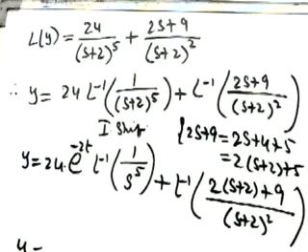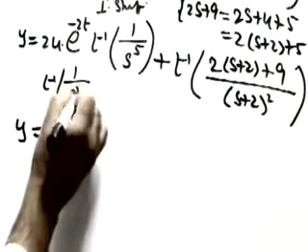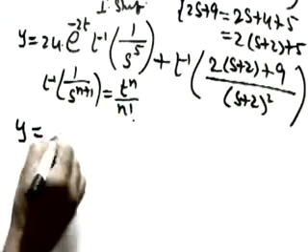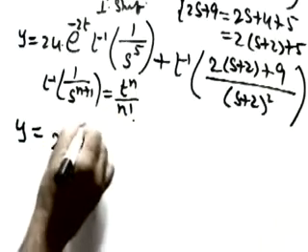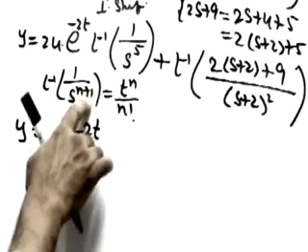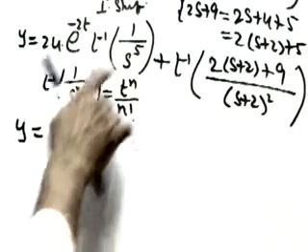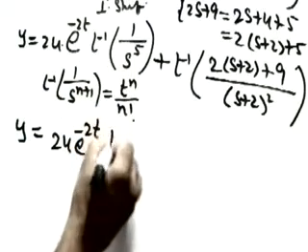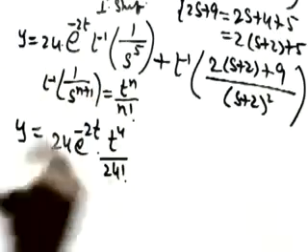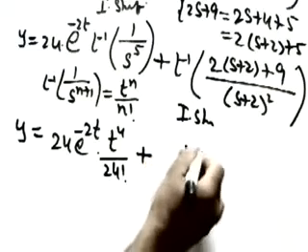Now watch carefully, we have one formula: Laplace inverse of 1 by s power (n plus 1) equals t power n by n factorial. So we get 24 e power minus 2t. In place of n plus 1 we have 5, that is n is 4. So t power 4 by 4 factorial. Okay, this is finished.